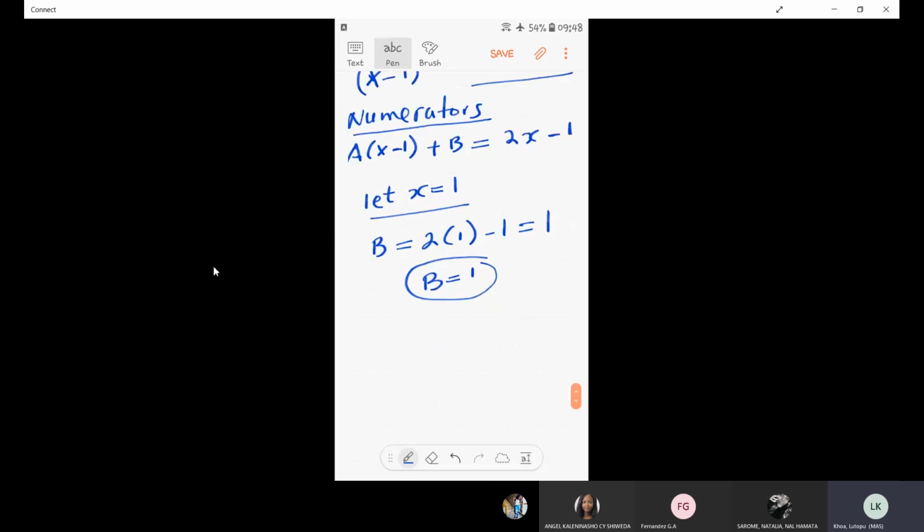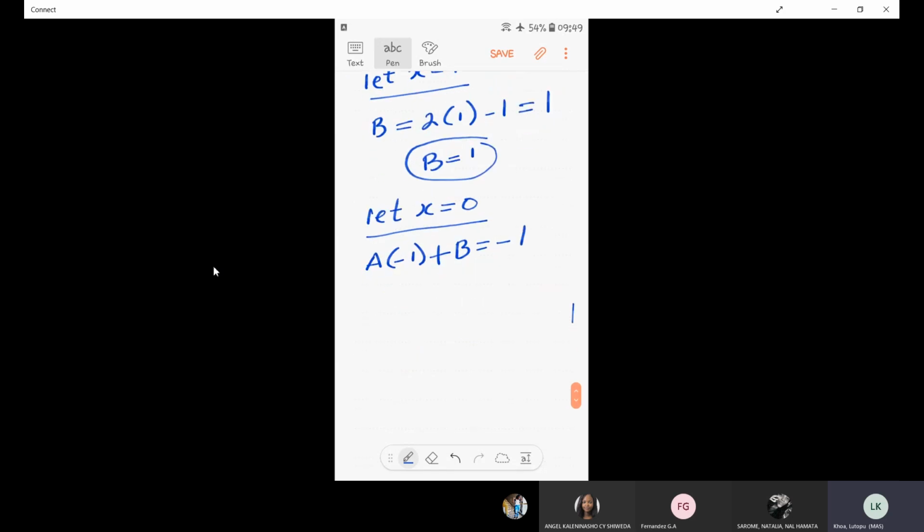For the second one, to solve for a, there isn't a number that I can substitute to get rid of b. So what I can just do is let x equal to 0. Then I will have a times minus 1 plus b, equal to 2 times 0, which is 0, minus 1. This is just minus 1. So I have minus a plus b is equal to minus 1.